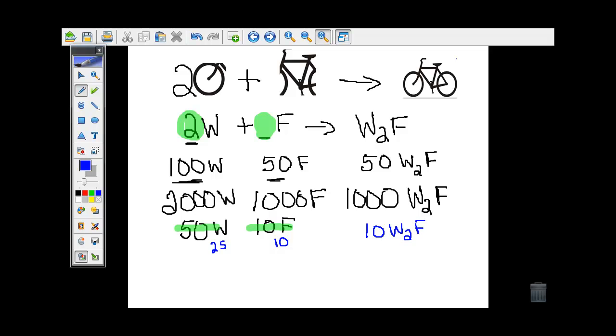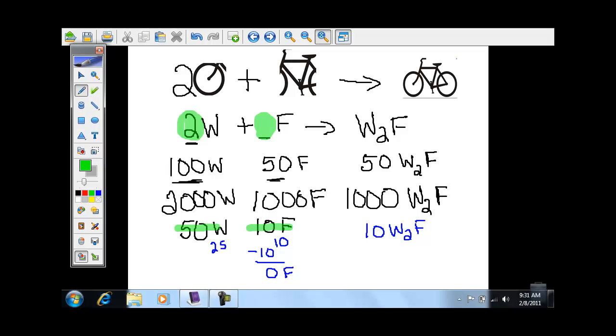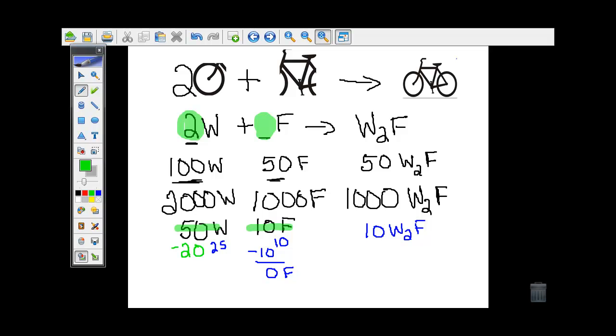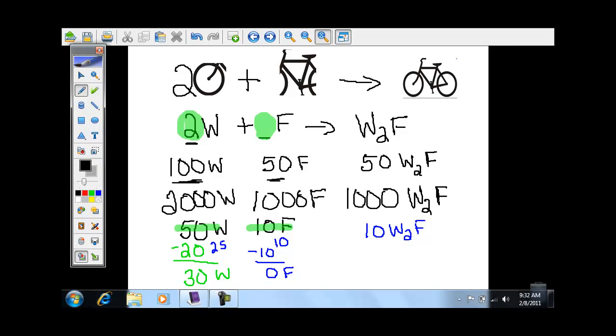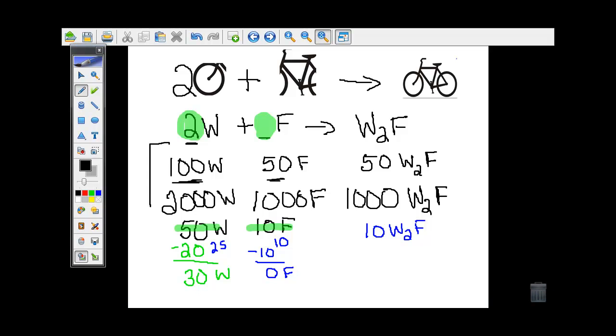And so we would use 10 frames, so I'm going to subtract 10, and we would have 0 frames left over. Now, how many wheels would we use? We started with 50 wheels. If we use, let me change color. If we're going to make 10 bikes, that means we would use 20 wheels. And how many wheels would we have left over? Did you say 30 wheels? That's correct. So what you should see here is that we have an interesting situation where we're not at an ideal ratio. Example 1 and 2 were ideal ratios. Example 3 is a non-ideal ratio.